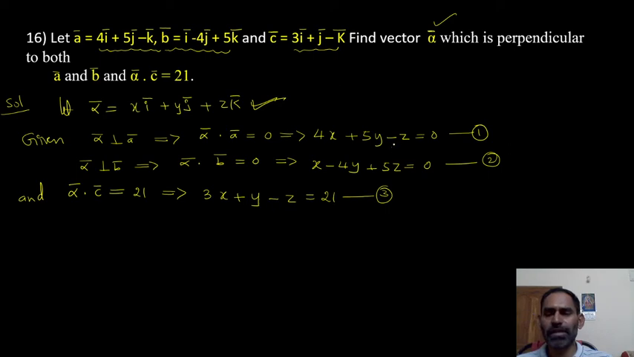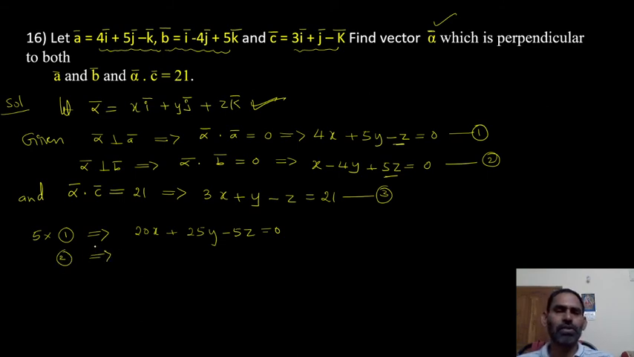This is minus z, this is 5z. So multiplying equation 1 with 5, 5 into 1: 20x plus 25y minus 5z equal to 0. Equation number 2 as it is.